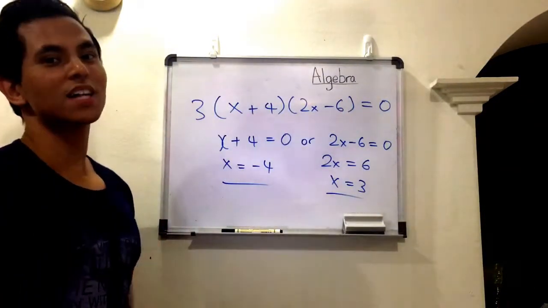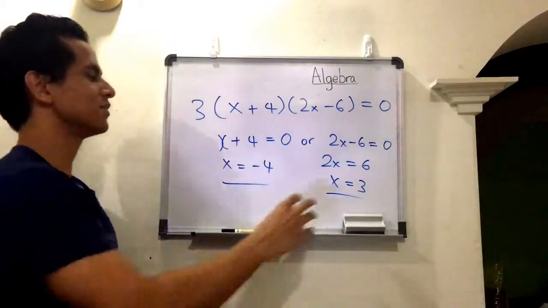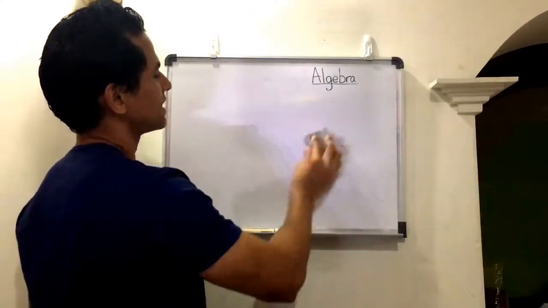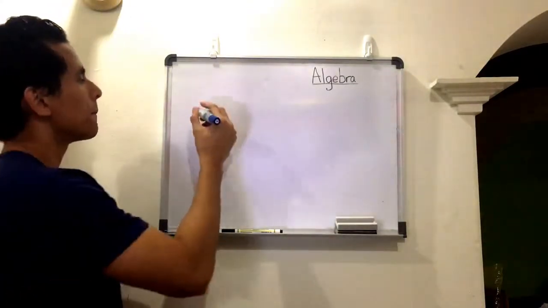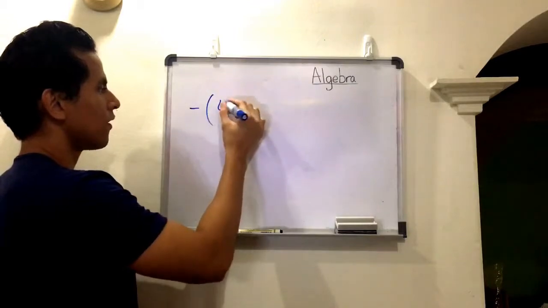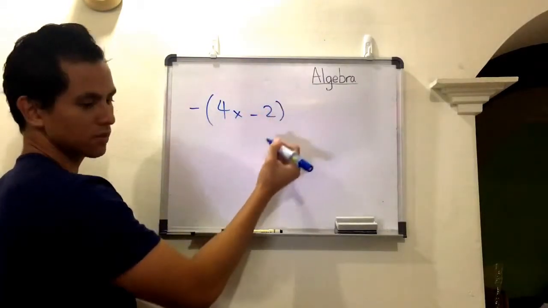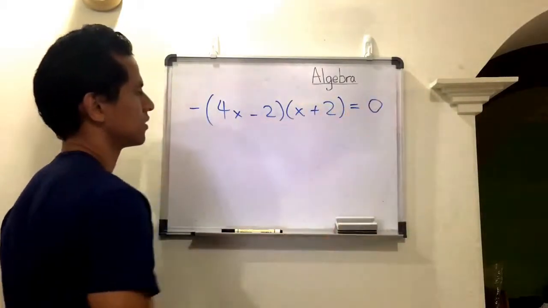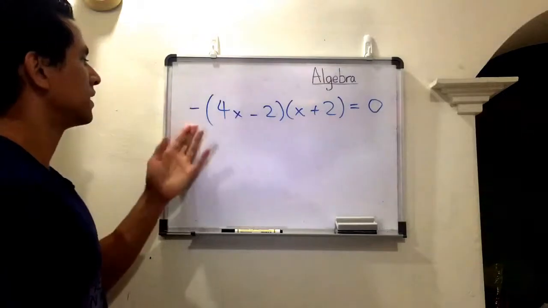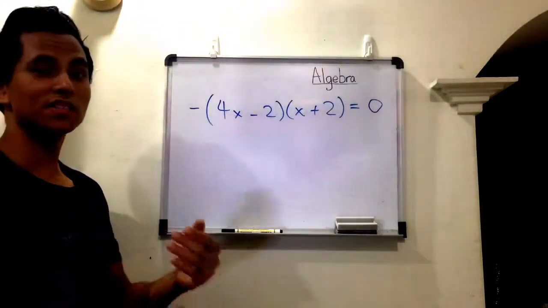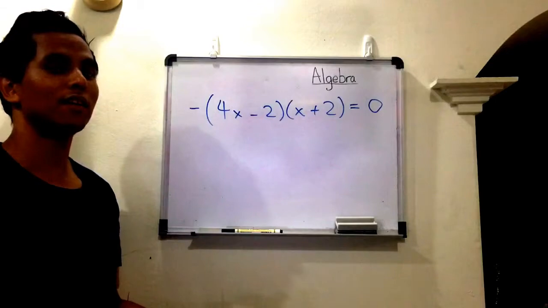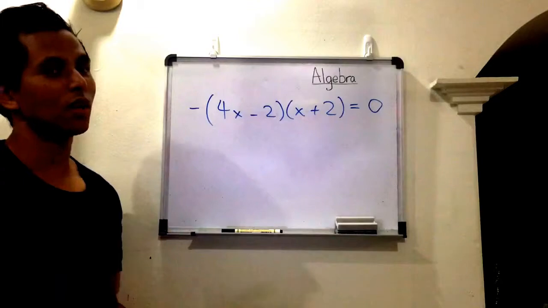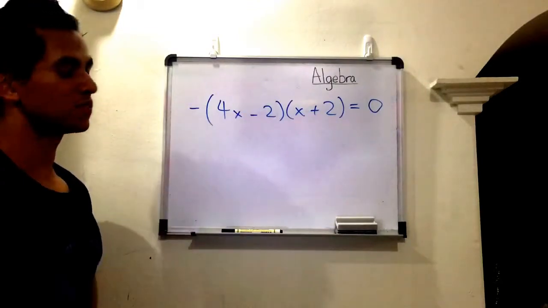I hope you've been following along well. Here is our last and final example for this video. Say we had an example as such: minus 4, x minus 2, x plus 2 equals 0. This time instead of a number, we have a negative. Will this actually affect our equation, and do we have to use a different method to solve? The answer is no. We can use the same logic to solve this equation also.